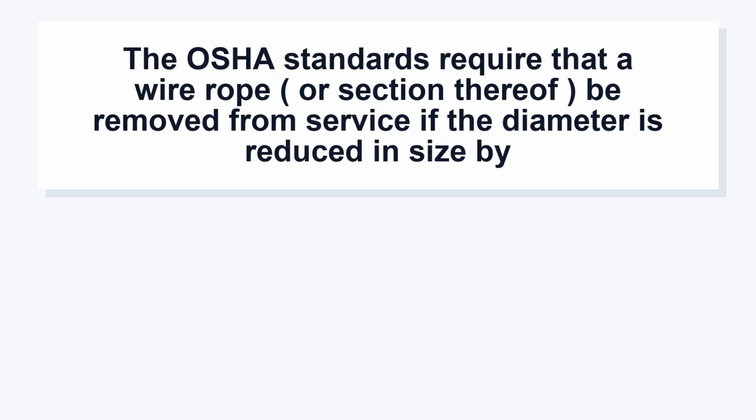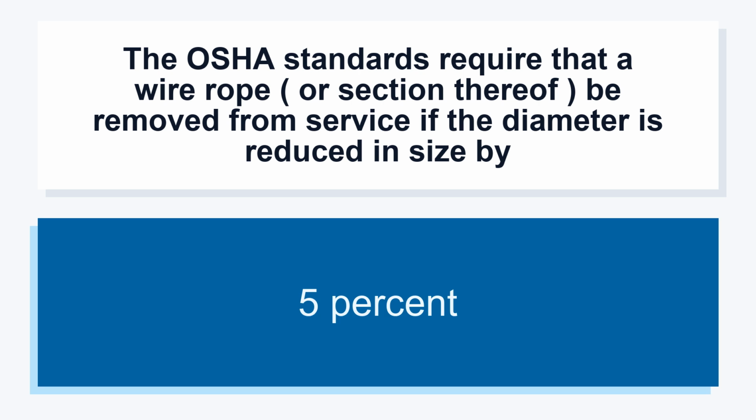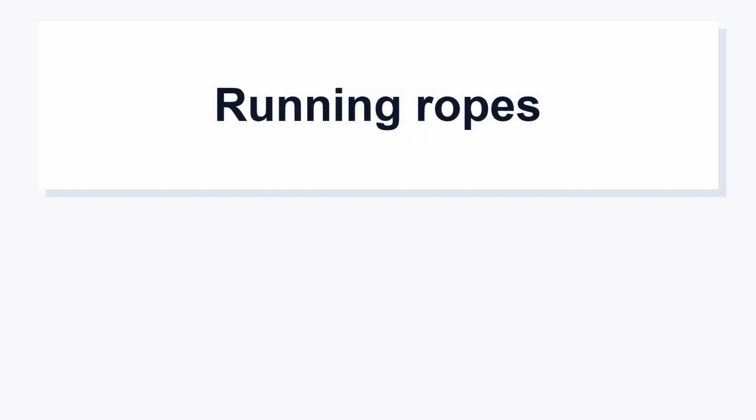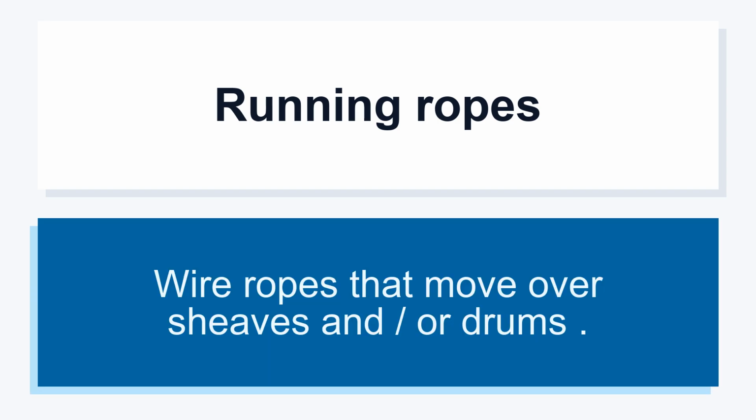The OSHA standards require that a wire rope, or section thereof, be removed from service if the diameter is reduced in size by 5%. Running ropes. Wire ropes that move over sheaves and/or drums.